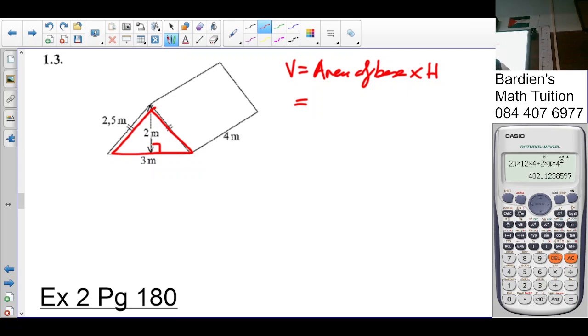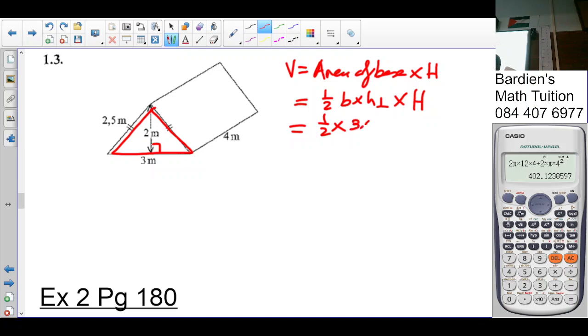So how do you calculate the area of a triangle? Half base times perpendicular height, times this h, which means the height of the object or the depth of the object. Okay. So it's going to be half. What's my base?